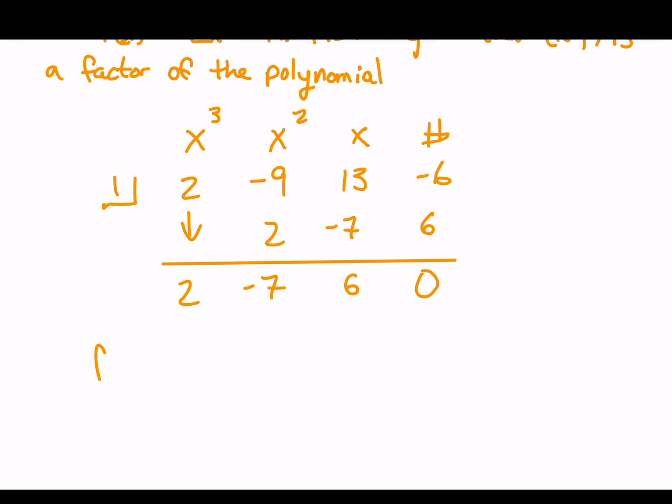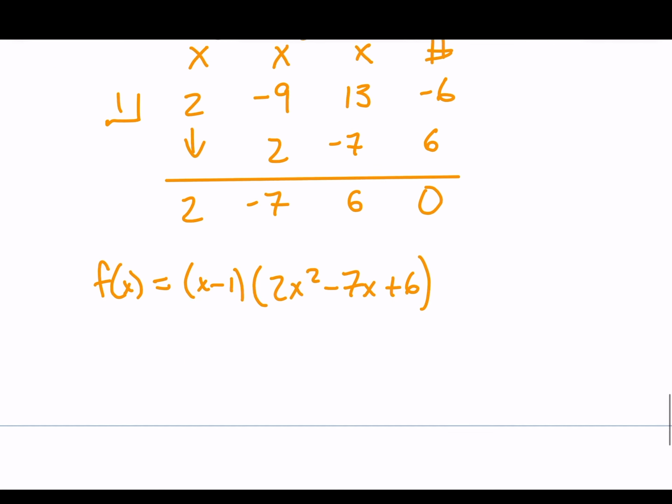So we need to write f as x minus 1, the factor we just divided out, times our quotient, which is 2x squared minus 7x plus 6. And now we want to try and factor that quadratic, the second factor there. And we can do that using the AC method. And so we look at a times c, which is 2 times 6, or 12. So factors of 12.